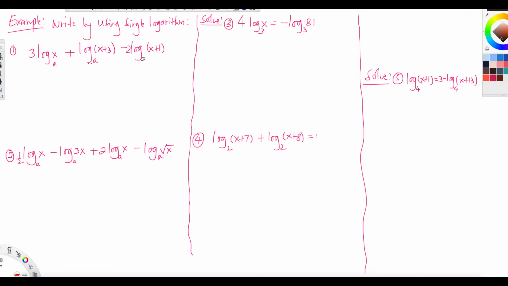So before we combine more than one log, the log must be free from the coefficient. There must not be a number. So on the second log, there is no number. On the first log, there is a number. But we know that that number can be moved to the exponent here, right? And also that number can be moved into the exponent here. So if you do that, what you get is log of base a x to the 3 plus log of base a, there is x plus 3 minus log of base a x plus 1 to the 2.